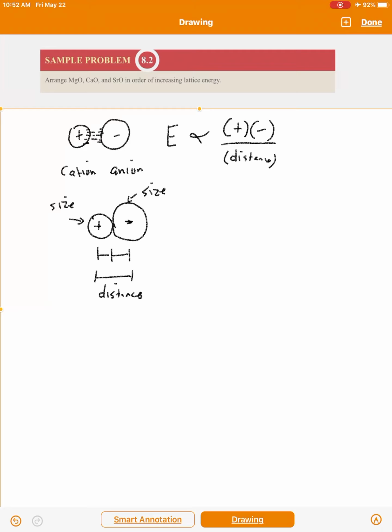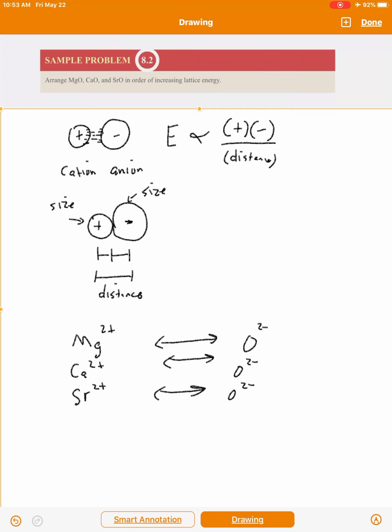Okay? So let me go over these particular ions. The ions that we have here are magnesium, calcium, and strontium. Those are the cations. The anion is the same every time. Okay? So the oxide's not an issue here because it doesn't change between these three compounds. If there's a difference in lattice energy, changing the ion here can change the lattice energy.